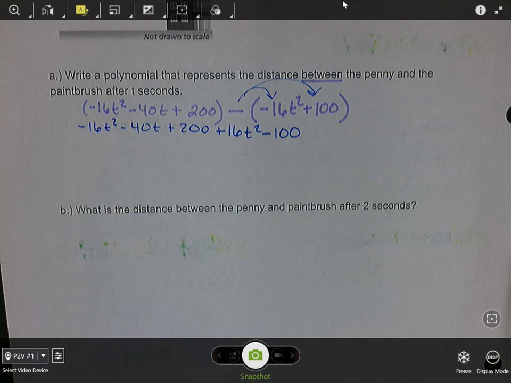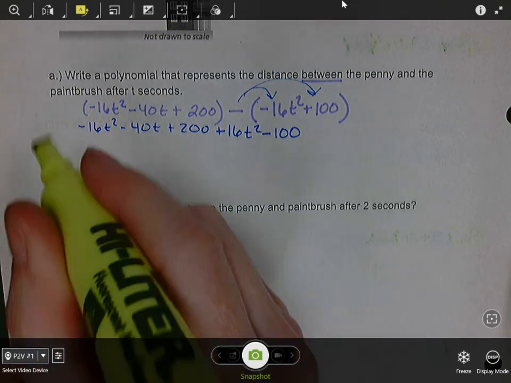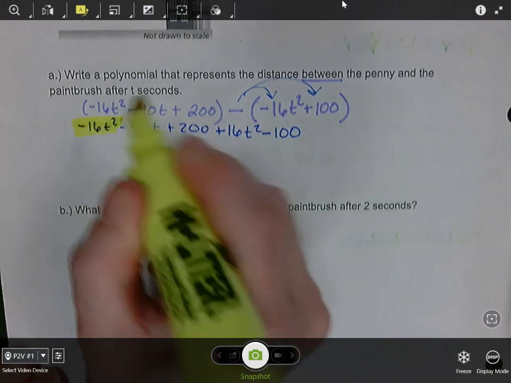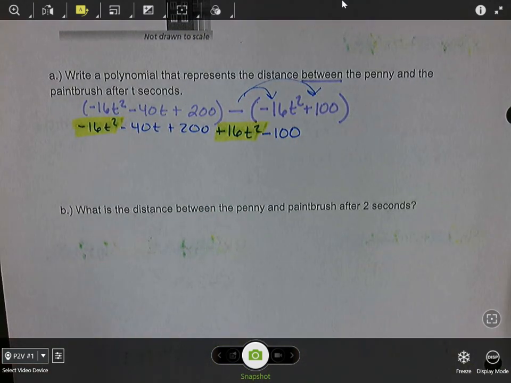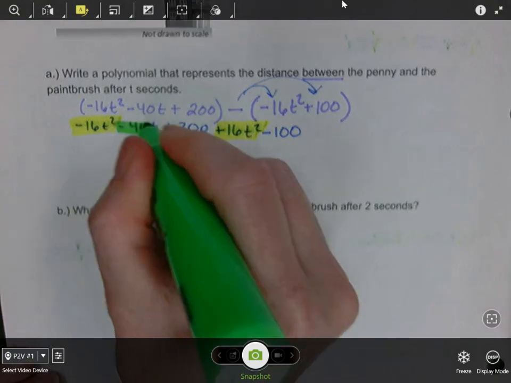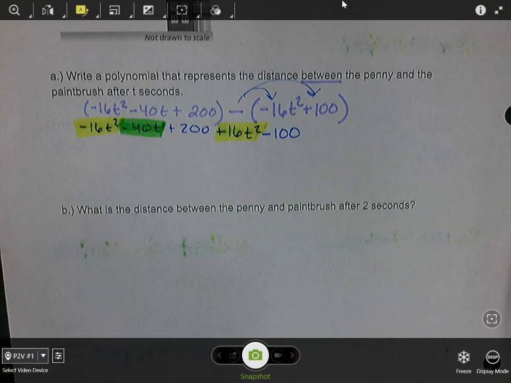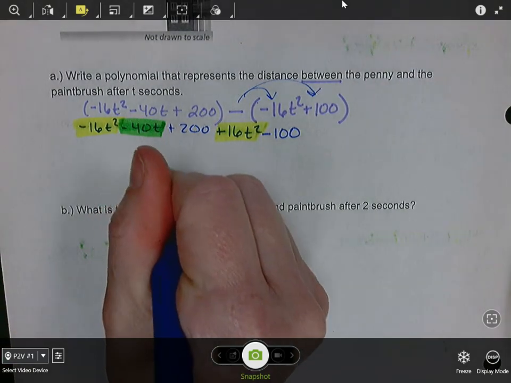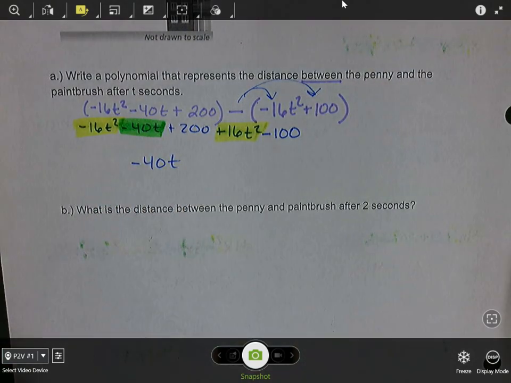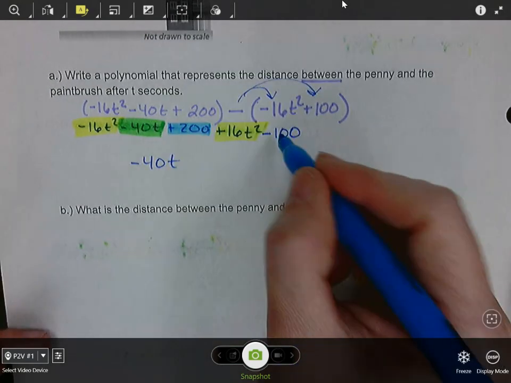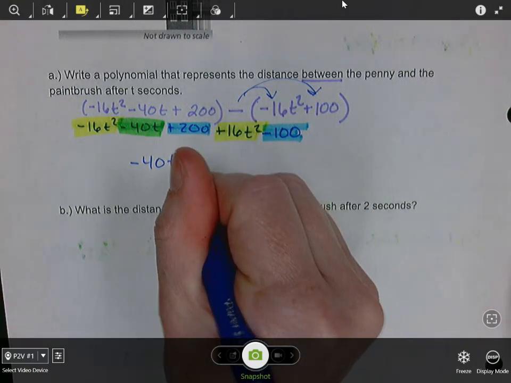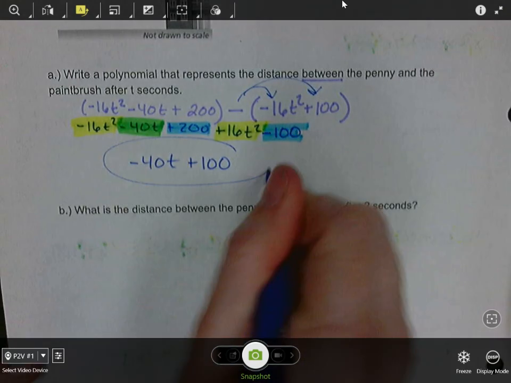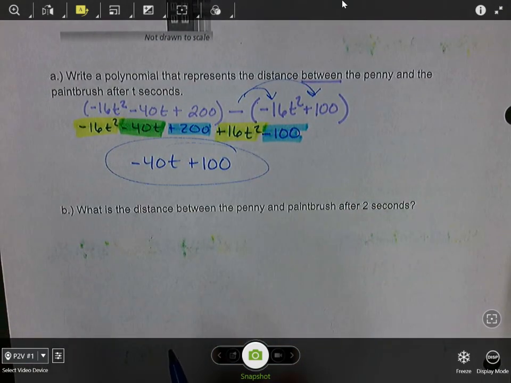And then you combine your like terms. What happens here with the negative 16t squared and the positive 16t squared? It cancels. And then we have the negative 40t. Do I have anything to combine that with? No. Nope. So I just leave it as negative 40t. And then we add 200 and negative 100. What's that? 100. So negative 40t plus 100 represents the distance between them after t seconds.